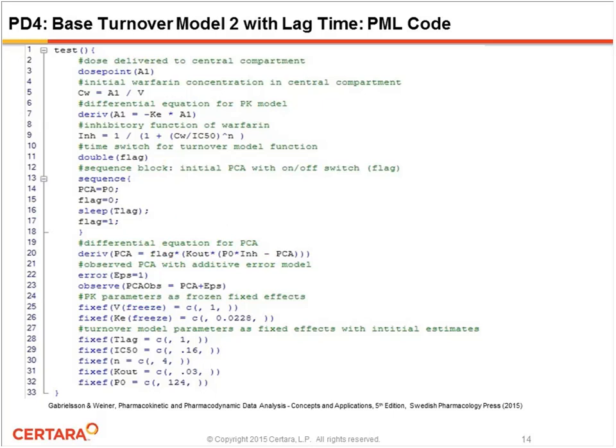Okay. We also have our observed PCA with the additive error model. PK parameters are frozen fixed effects as before. And then the turnover model: these are going to be the fitted parameters declared as fixed effects with initial estimates. They're the same initial estimates as in Model 1. We've added the T-lag parameter with an initial estimate of 1.